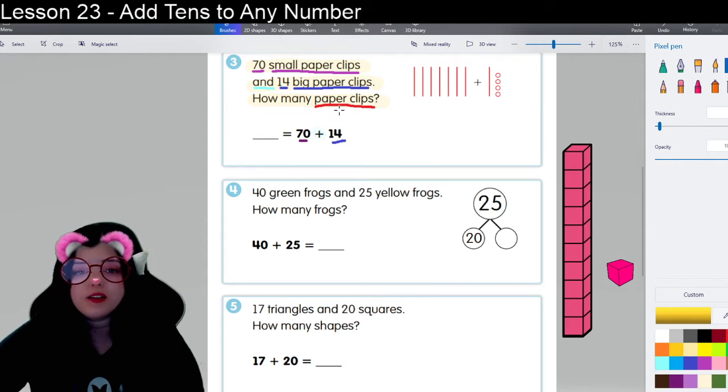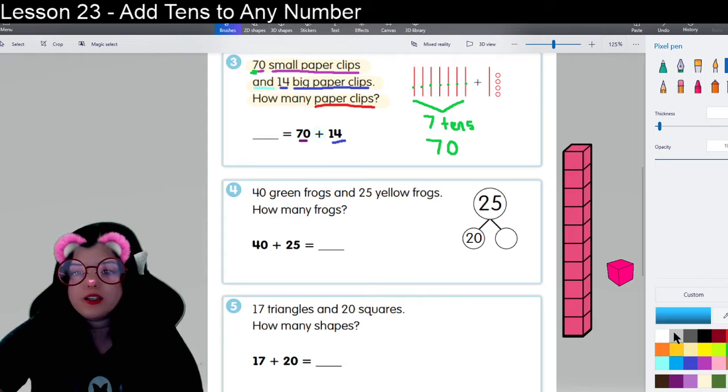Let's look at the number 70. How many groups of 10 do you see in the number 70? You know by looking at the tens place that there are 7 groups of 10 in 70. 1, 2, 3, 4, 5, 6, 7. They used the quick draw method to show their groups of 10 by using a line. So these lines mean 10 and the circles mean 1. So here they have 7 groups of 10. And we know that 7 tens makes the number 70.